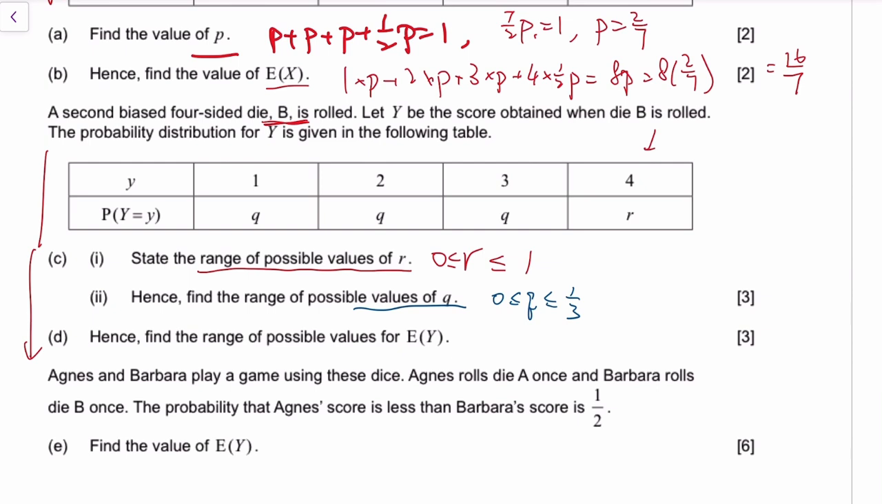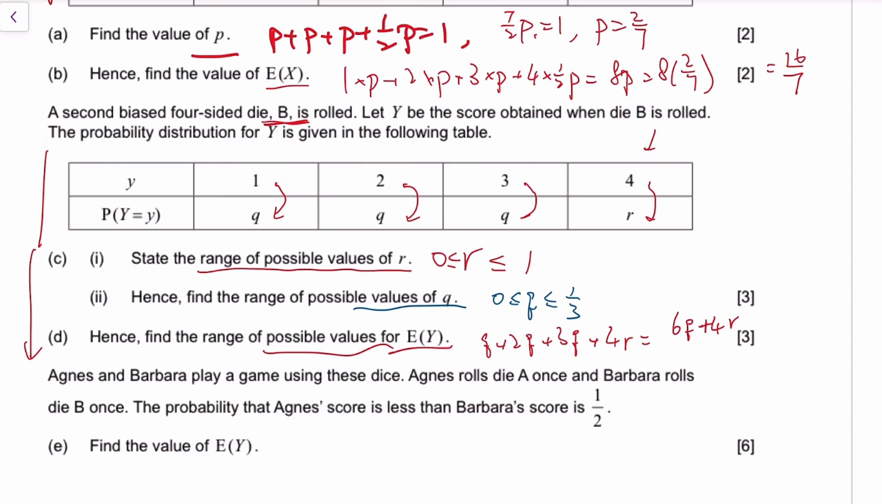Again, I didn't write equal in my solution, so I lose the mark. And they want the possible value for the expectation. So the expectation would be this times this, plus this times this, plus this times this, plus this times this. Q plus 2Q, 3Q, 4R. So that's like what, 6Q plus 4R.